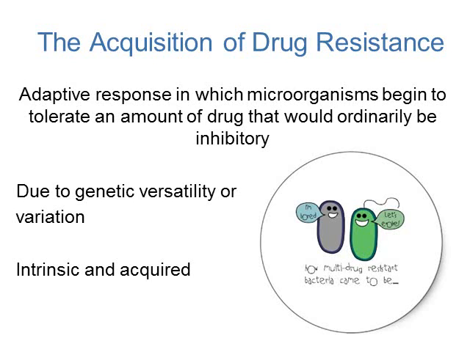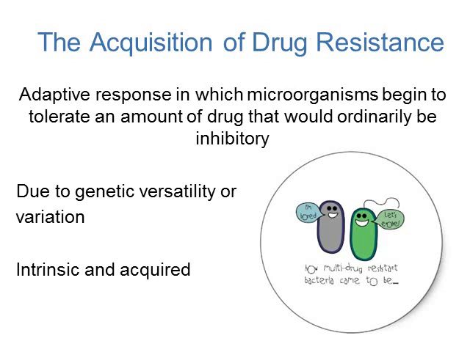So, the acquisition of drug resistance. In the last chapter, I talked about MRSA, which is a type of Staphylococcus aureus that is resistant to a group of drugs, so that drug no longer works against the strain of bacteria. Drug resistance is becoming a bigger and bigger problem. This is an adaptive response in which microorganisms begin to tolerate an amount of drug that would ordinarily be inhibitory or that would kill that microorganism. Basically, these bacteria are adapting to their environment. They're evolving over time to become resistant to these drugs.